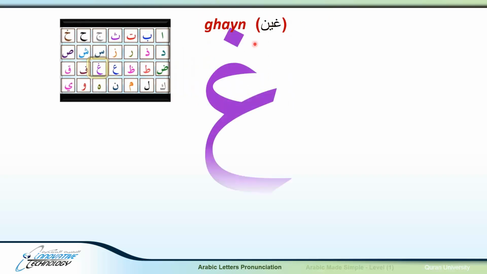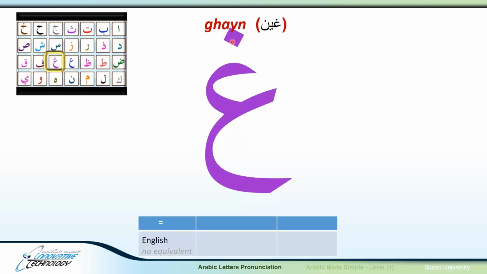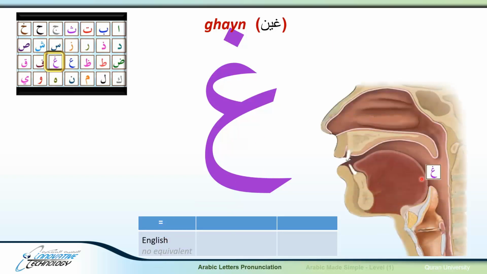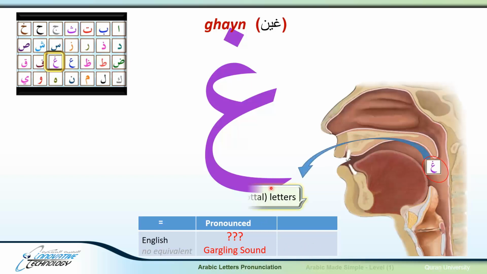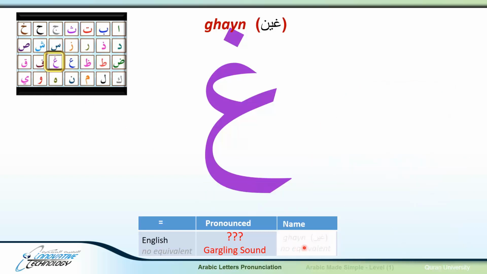The next letter is the ghayn. It's like the ayn, but with a dot on top of it. It has again no English equivalent. It's pronounced like a gargling sound, and it articulates at the mid-throat, and that's why it is classified as a glottal throat letter. It's called ghayn, like the ayn, but with a dot on top.